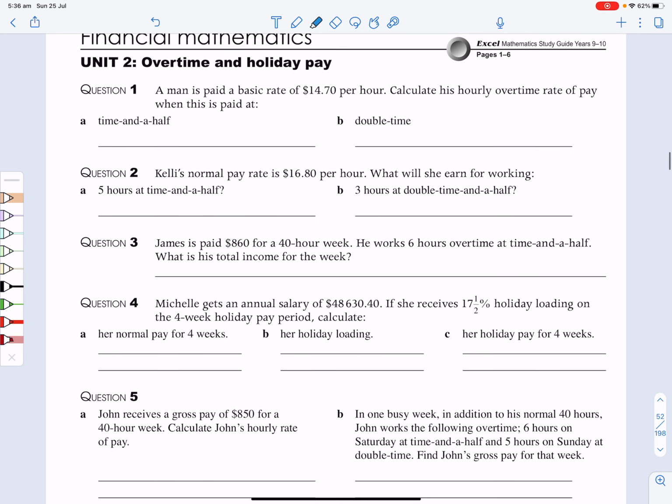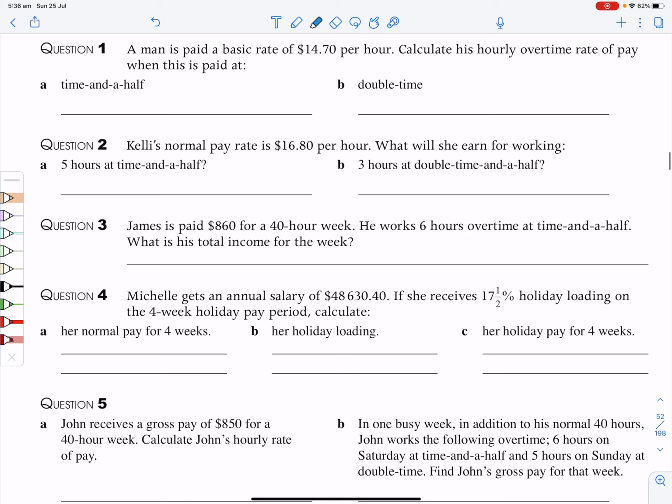Okay. Question 2, Ken's normal pay rate is $16.80 per hour. What will she earn if she works 5 hours at time and a half? So the way I like to do the working out for these questions, and I recommend you do the same, is if you're earning $16.80 per hour, time and a half means this is your new hourly rate. And I like to put that in brackets. So in other words, whatever answer this is your new hourly rate. And now you're doing 5 hours at that new rate, so you times it by 5. Okay.